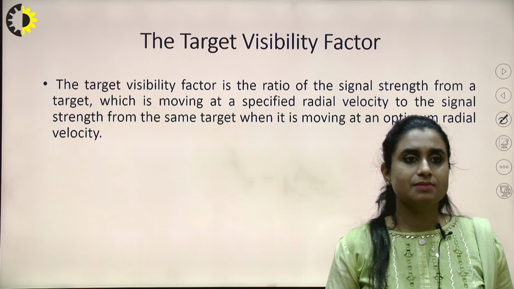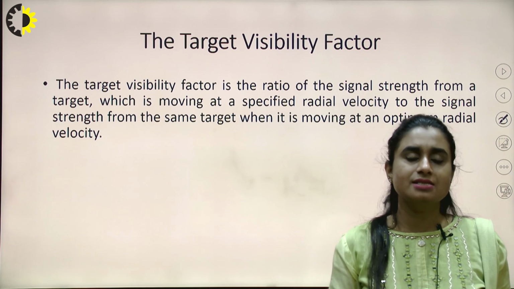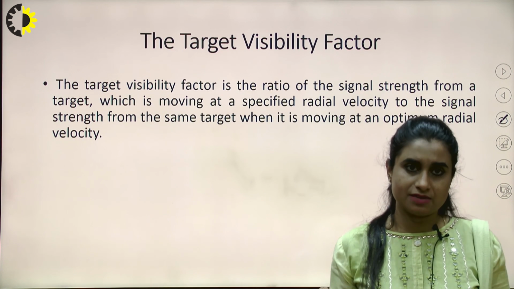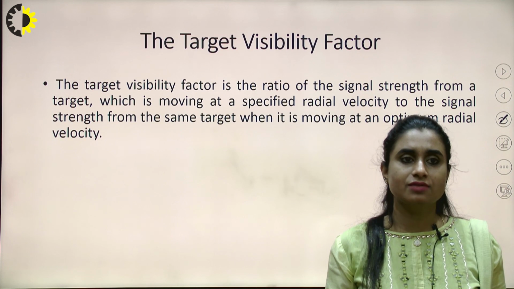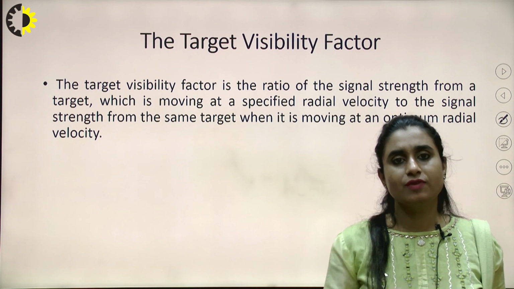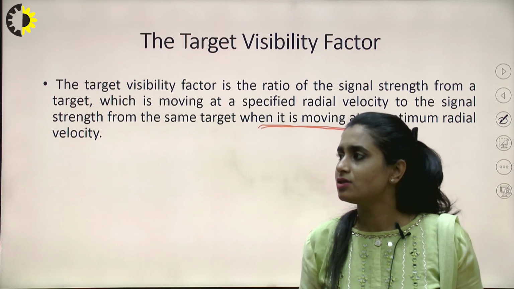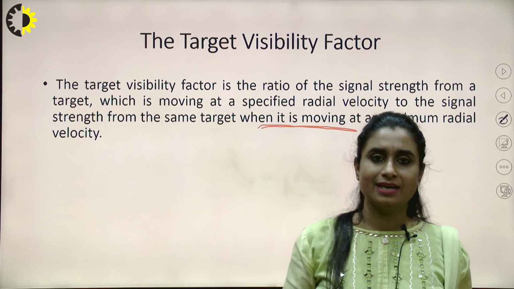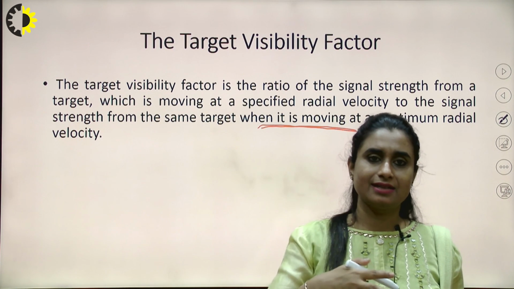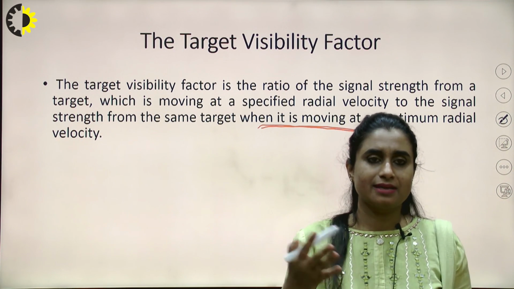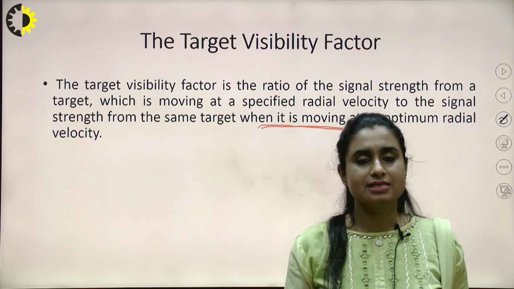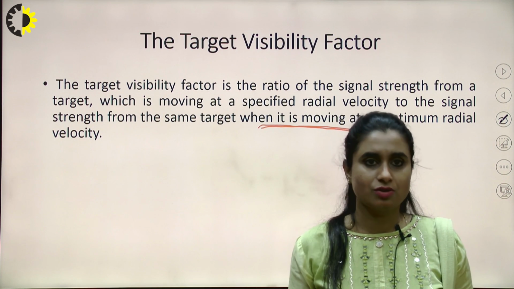What is target visibility factor? It is the ratio of signal strength from a target moving at a specified radial velocity to the signal strength from the same target when it is moving at the optimum radial velocity. Like in antenna engineering also, we do it for a directional antenna and the isotropic antenna. So these are certain terms which we should know about radar.